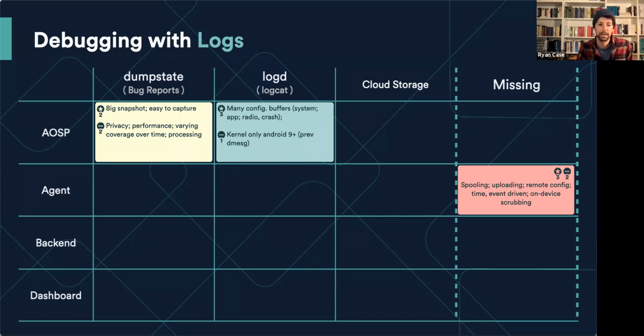Another type of event that might be useful is on an error. One API we might be interested in is the RescueParty system, because that kicks in when the device is in a crash loop. So that might be a time where we want to capture some logs. Once we get the logs, we still have a bunch of things to sort out. We have to upload them. We have to spool them. Manage them inside of our agent.